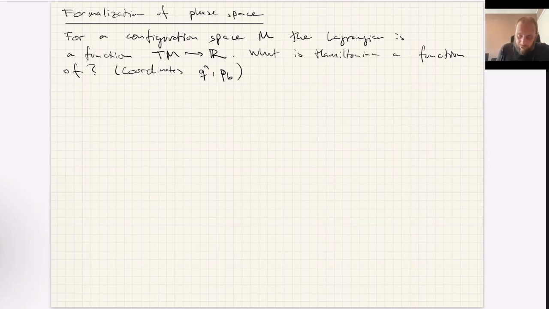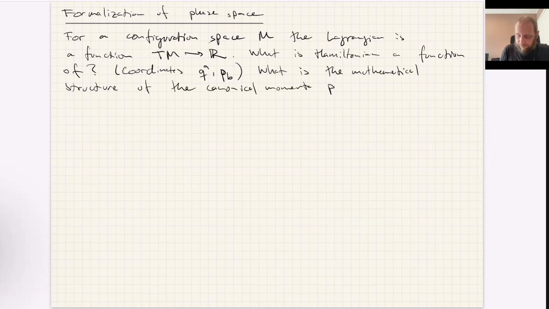So the question I want to answer is, what is the mathematical structure of the canonical momenta, p_b?